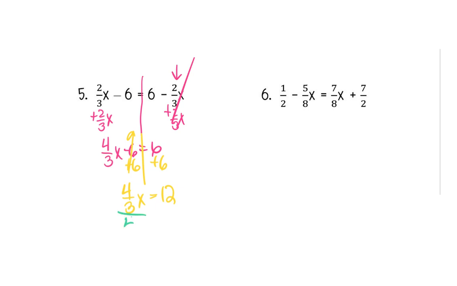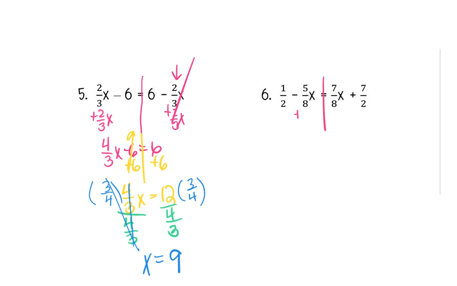From here, I'm going to divide by 4/3 on both sides. You can also multiply by the reciprocal 3/4. I'll put that there. This is another option right here. Either way is going to cancel out this 4/3 on this side, and we're going to be left with x is equal to 9.